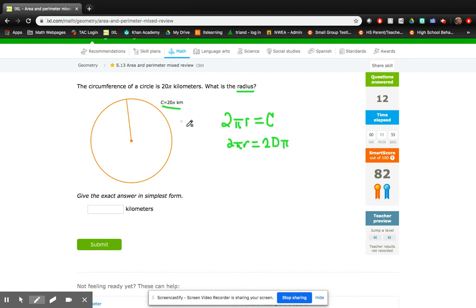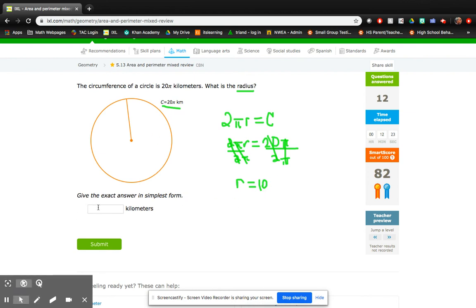And remember, we just talked about the fact that to solve for r, I can divide by both 2 and pi at the same time. On this left side, 2 divided by 2 is 1, pi divided by pi is 1. That leaves me with 1r. On this right side, 20 divided by 2 is 10. Pi divided by pi is 1. 10 times 1 is just 10. So that's going to leave me with a radius of 10.